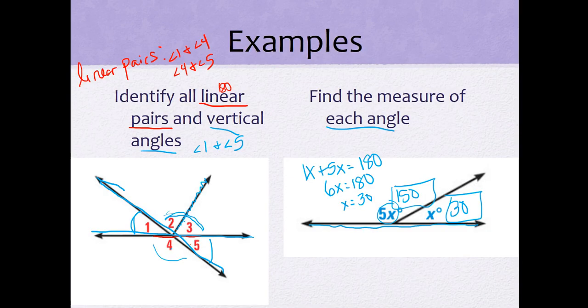That is it for angles. Again, a linear pair means they make a straight line, which would make them supplementary, which is 180 degrees, and complementary is 90 degrees.